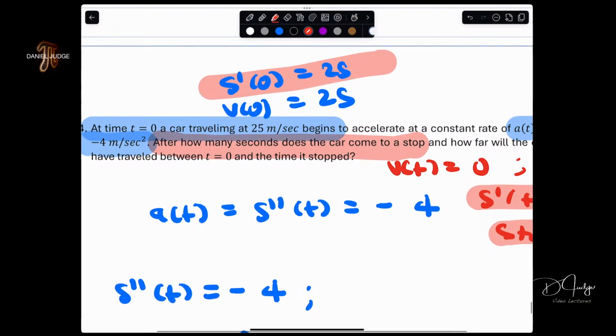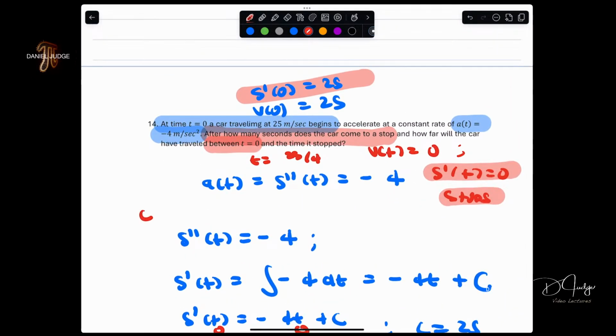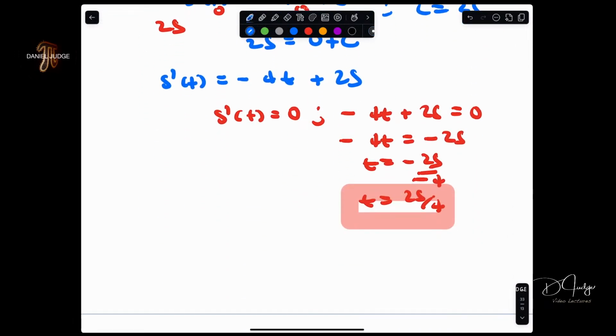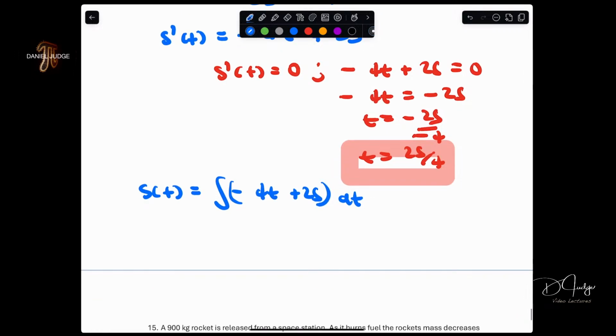And how far will the car travel between t is 0 and when the time is stopped? 25 fourths for your t. So it's between 0 and 25 fourths, they're saying how far distance traveled between these two things. That, ladies and gentlemen, again, we need a position function. In other words, we got to solve a differential equation here.